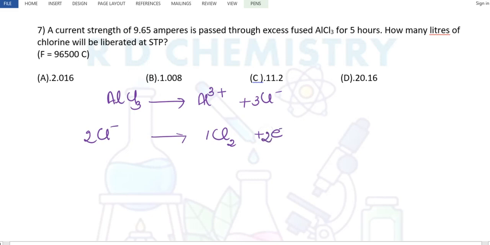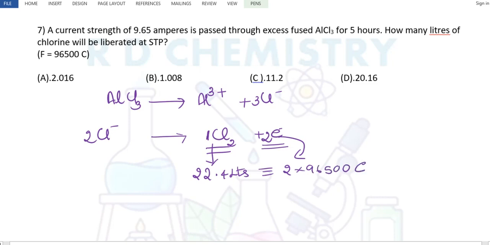Correct? Now see here. This is 1 mole, which is equal to 2 Faraday. 1 mole of any gas occupies what volume at STP? 22.4 liters at STP, which is equivalent to 2 Faraday. 2 Faraday is equal to 2 into 96,500 coulombs. Now the question is, how many liters are liberated at STP for the given coulombs?